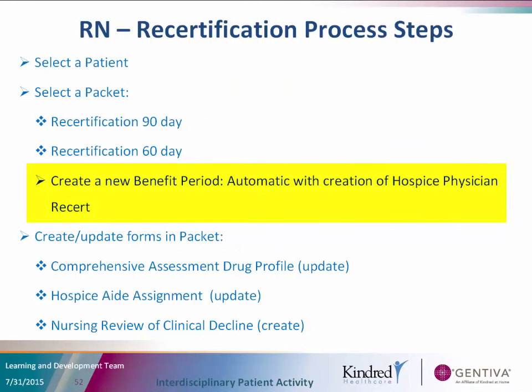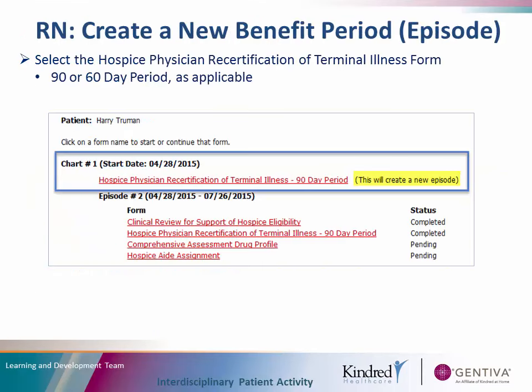The next step is creating that new benefit period. Let's look how you do that. This is what you will see once you have chosen the 90-day link. Click on the top link, Hospice Physician Recertification of Terminal Illness 90-day link first. This opens the recert form and creates a new benefit period or episode in the system.